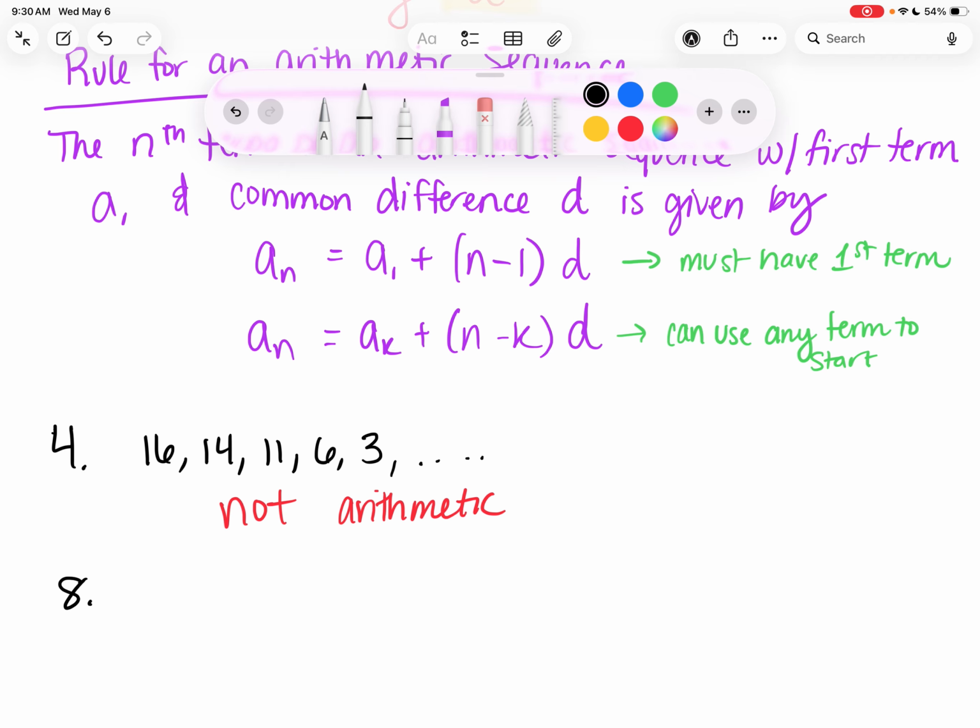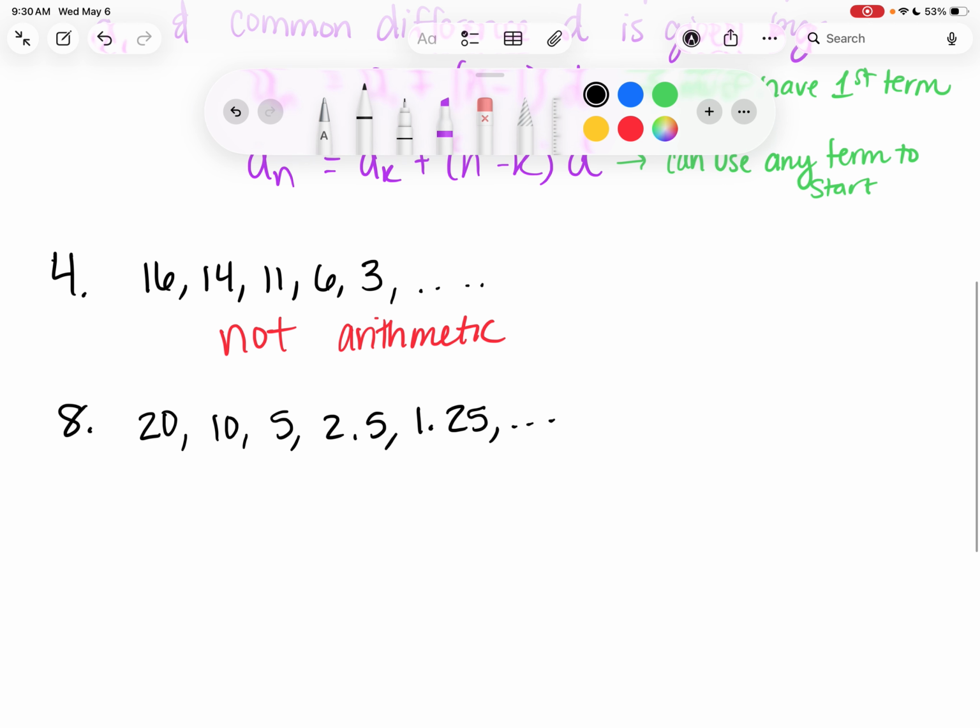Number 8: 20, 10, 5, 2.5, 1.25, dividing by 2. Common difference is adding or subtracting. So is this arithmetic? No, this is the type that we're going to learn tomorrow. This is not arithmetic, because the first time I subtract 10, the next time I subtract 5, then I subtract 2.5. So yes, it is dividing by 2, but that's not what it means to be arithmetic. So this one is not.